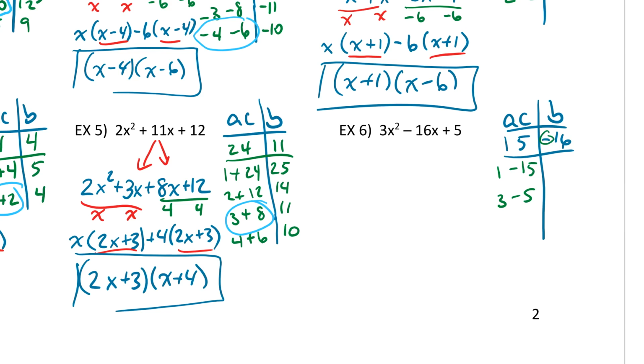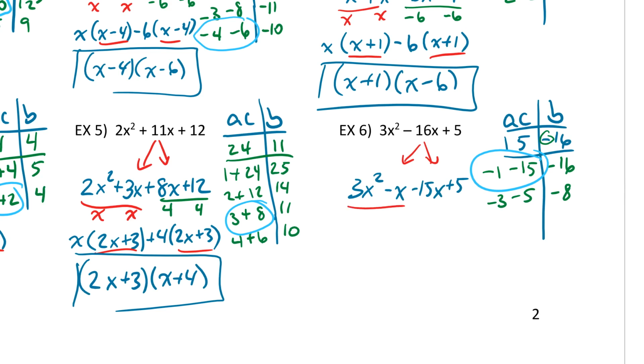Now, AC is positive, which means we want them to be the same sign. So they all need to be negative. So negative 1 minus 15 is negative 16, and negative 3 minus 5 is negative 8. So the negative 1 and negative 15 are the ones that we want. So we go ahead and split b into those numbers. So we're going to get 3x squared minus 1x, or just x, minus 15x plus 5.